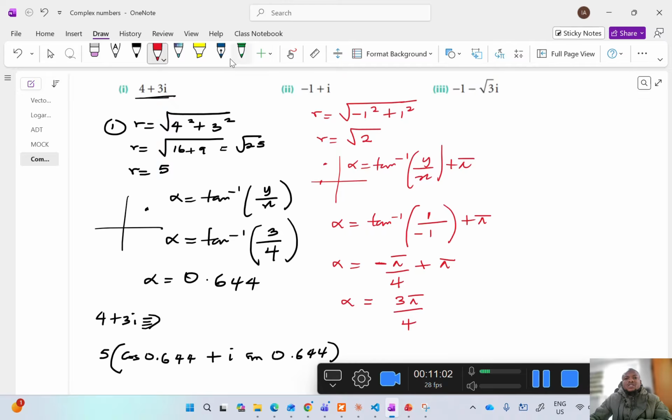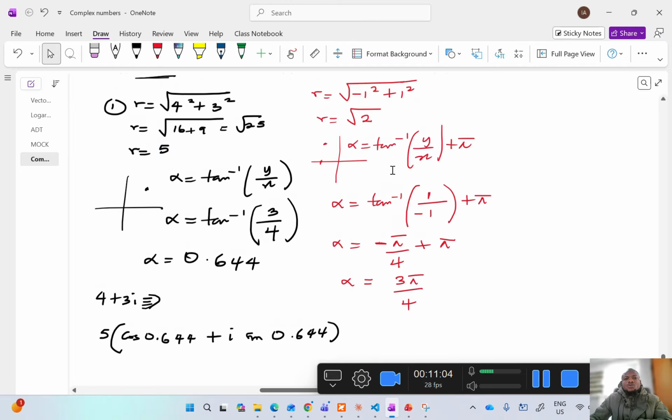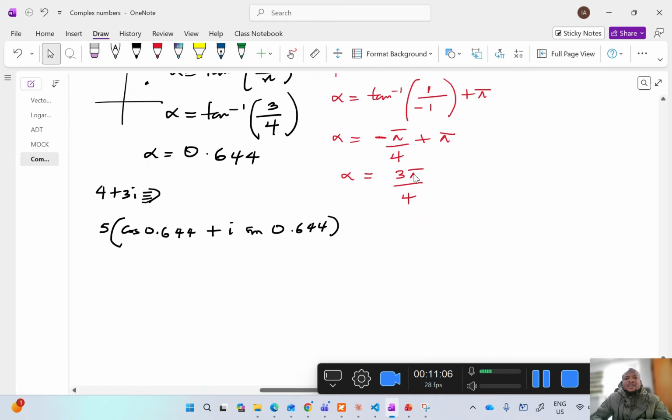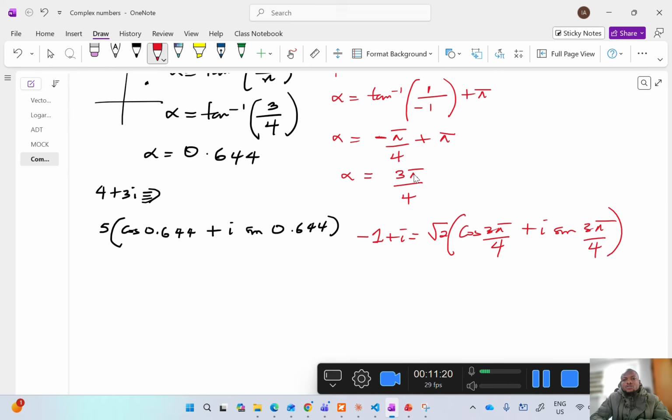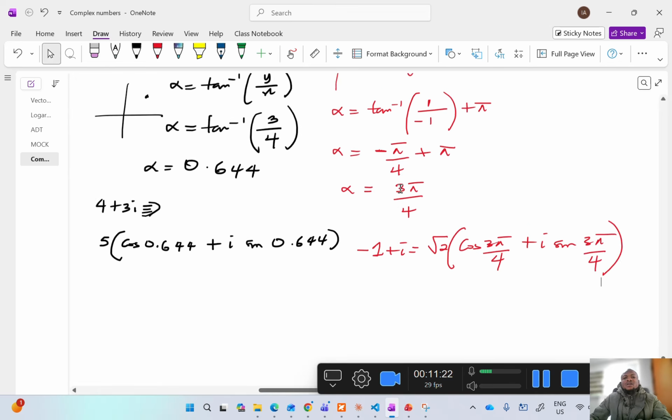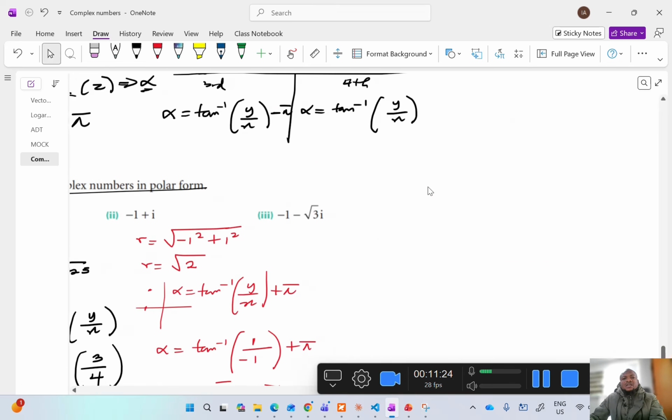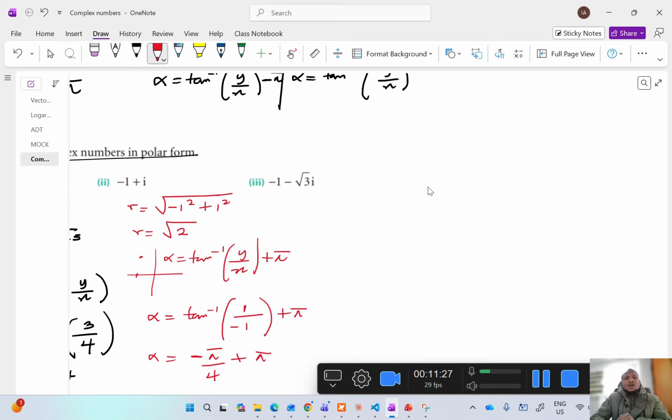This means that minus 1 plus i in polar form is equal to root 2 cos 3 pi over 4 plus i sine 3 pi over 4. This is the polar form. And for the third example, you are asked to write this in polar form.